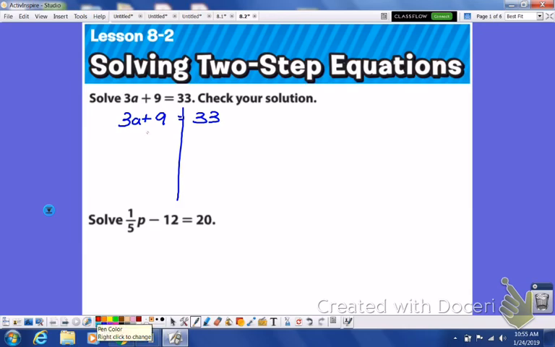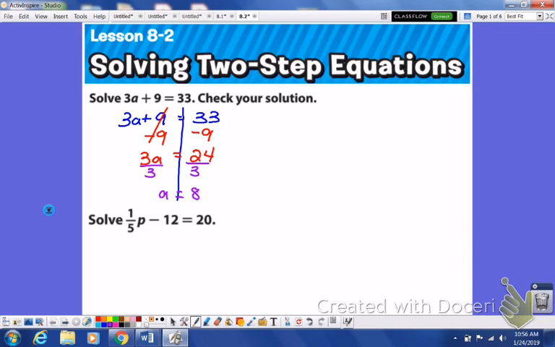So what else is there? Well, I have a plus 9. Opposite of plus 9 will be to subtract 9. Subtract 9 on both sides. That's gone. So that leaves me with 3a equals 33 minus 9 is 24. And now, opposite of multiplication, we're going to divide by 3. Again, on both sides, divide by 3. A equals 24 divided by 3 gives us 8.